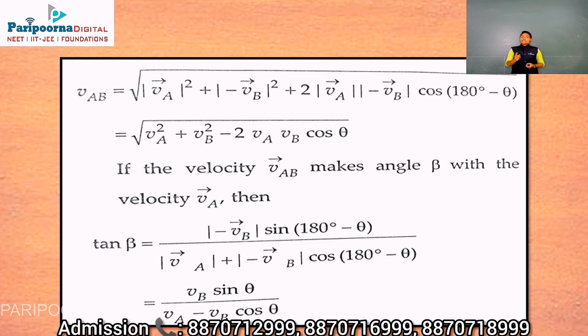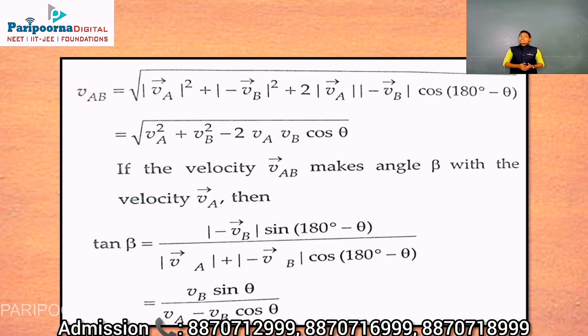Then V_AB is equal to the root of the modulus of V_A vector squared plus the modulus of V_B squared plus 2 V_A into minus V_B and cos(180 degrees minus theta). Then when we simplify, this is the formula: V_AB equals root of V_A squared plus V_B squared minus 2 V_A V_B cos theta, like a squared plus b squared minus 2ab.